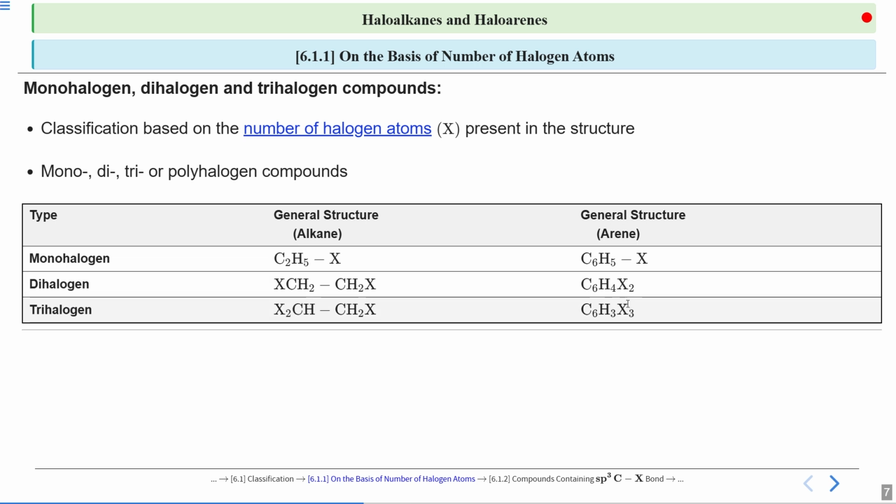Now if you take the case of arene, the monohalogen has the general structure C6H5X, that is a benzene ring attached directly to the halogen. Only one halogen is present in the structure, so it is considered under the category monohalogen. Now in the dihalogen, we have C6H4X2. That means we have two halogens attached to the aromatic ring, so it comes under the dihalogen category. And similarly, the trihalogen has three halogens present in the structure of the arene. So this is how you can classify the halogen compounds on the basis of the number of halogen atoms present in the structure, either alkane or arene.